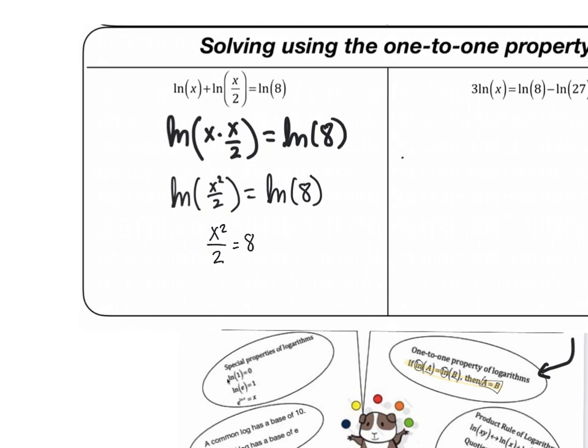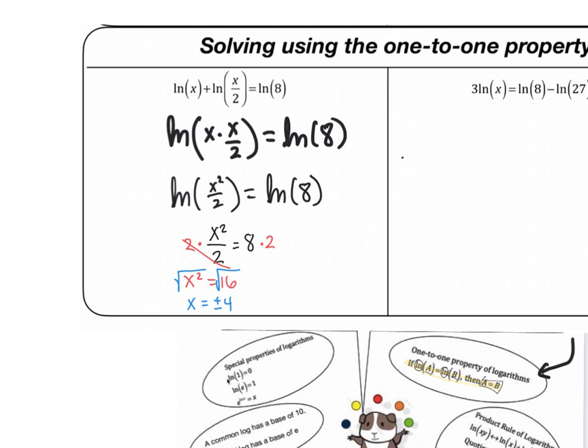And from here, we've got some algebra to do. I'm going to multiply each side by 2, those are going to cancel out, and I'm going to get x squared equals 16. Then I take the square root of each side, but I've got to remember that when taking the square root of each side and canceling out an even power, that gives me x equals plus or minus 4.